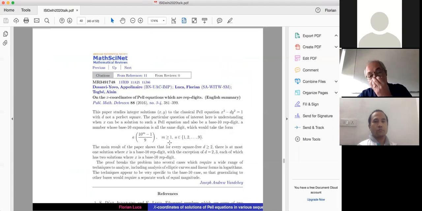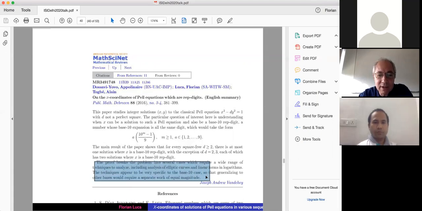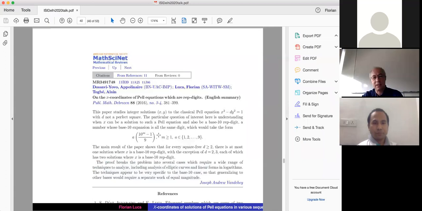Okay, now let me go back to this review of that paper that I wrote with Apollinaire. And let's look at this paragraph. The paragraph says that our proof about x-coordinates of Pell equations which are rep-digits breaks the problem into several cases which require a wide range of techniques to analyze, including analysis of elliptic curves and linear forms in logarithms. The techniques appear to be specific to the base 10 case, so generalizing to other bases would require a separate work of equal magnitude.